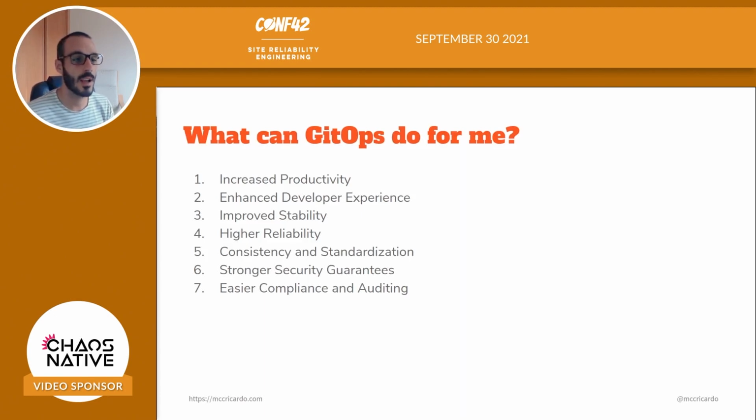We also gain higher reliability. So with Git's capability to revert or roll back or even fork, we gain stable and reproducible rollbacks. Because our entire system is versioned in Git, we have a single source of truth from which to recover after a meltdown, and that reduces our mean time to recover.